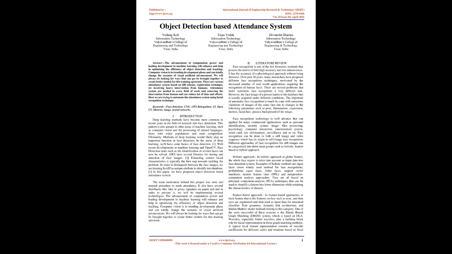1. With recent developments in machine learning and OpenCV, face detection tasks such as the identification of several faces can now be solved. AWS has several libraries for storing and detection of face images. 2. Extracting correct facial characteristics is typically the first step towards tackling the problem. 3. In order to distinguish between the face images, we are keeping Face ID as a unique attribute to identify into the database.